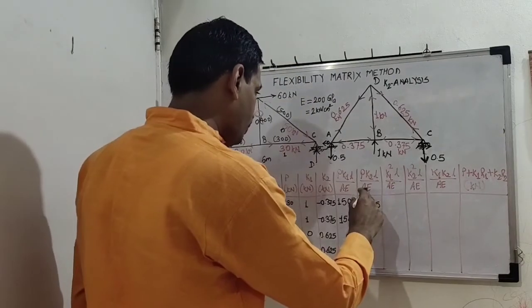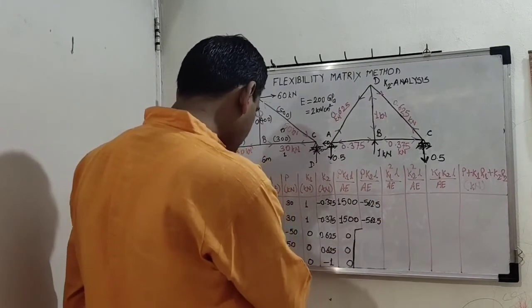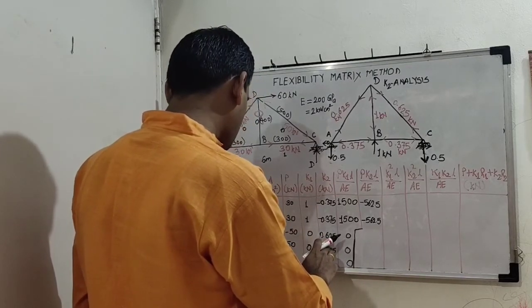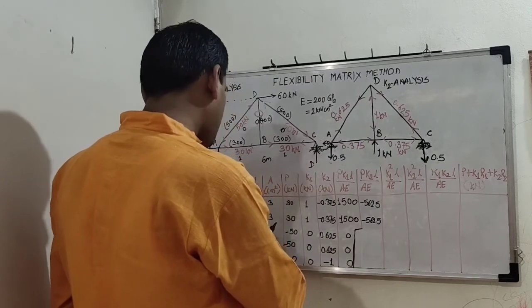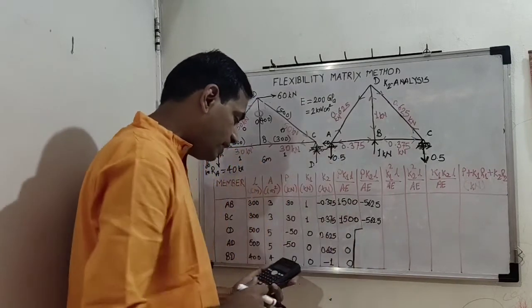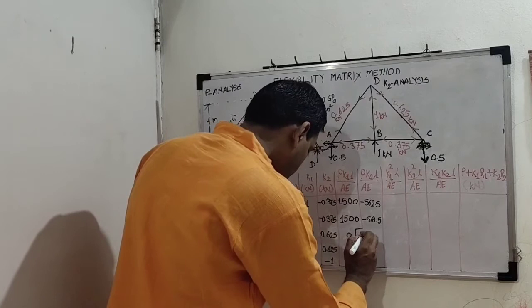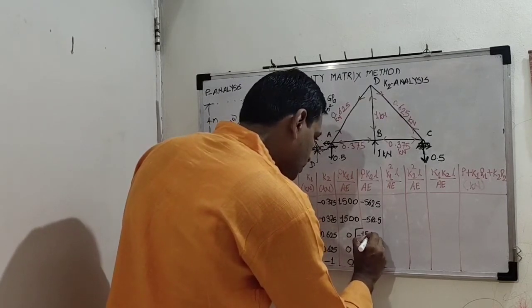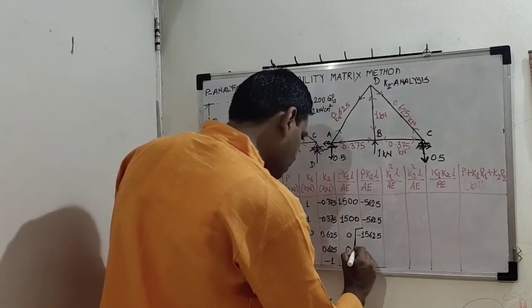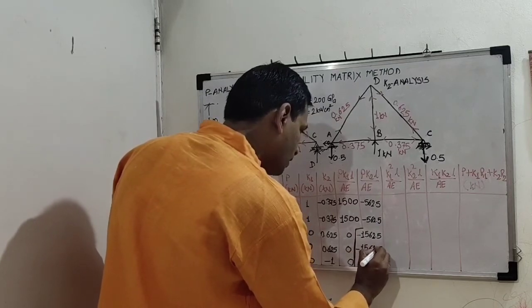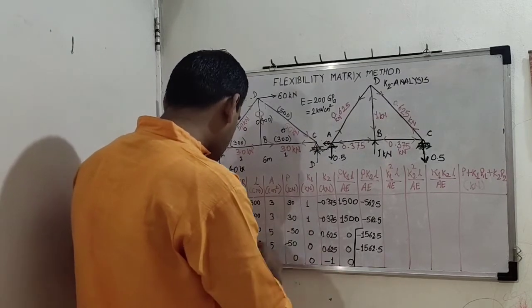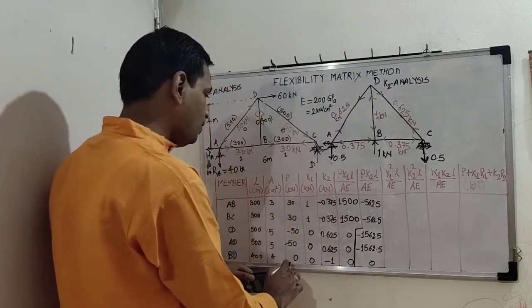Go to next. PK2L upon AE for CD member: minus 50 into 0.625 into 500 upon AE. The AE value is different here, 5 into 2, not 3 into 2. So it is divided by 10. So the value is minus 1562.5. Next, AD member, same value, minus 1562.5. Let me check: minus 50 into 0.625 into 500 upon 10. Yes. Then BD, it is 0 because P itself is 0.